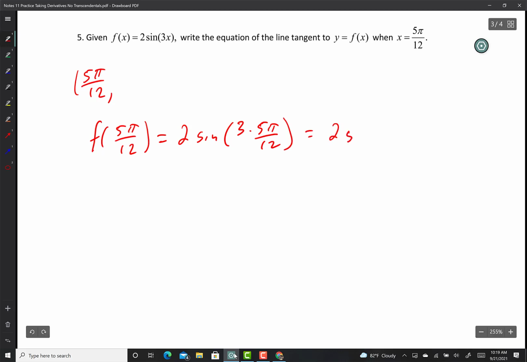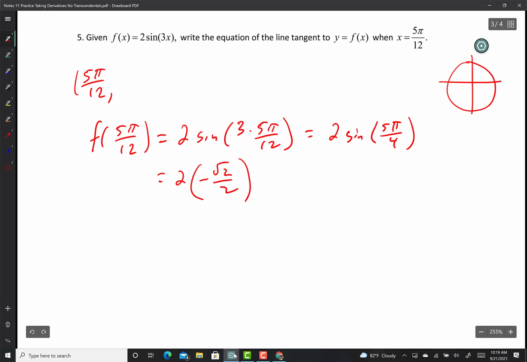So now notice 2 sine 5 pi over 4. Notice that is a common angle. So let's see. What is sine of 5 pi over 4? Negative square root of 2 over 2 because you're in quadrant 3. Cool or not cool? Yeah, you're right. All right, so now what is my y value?